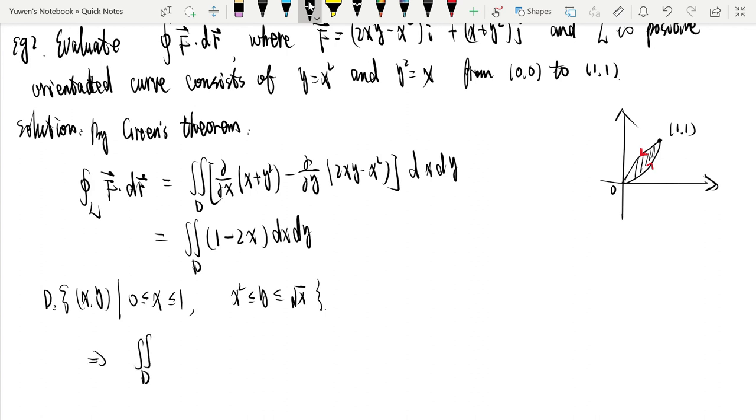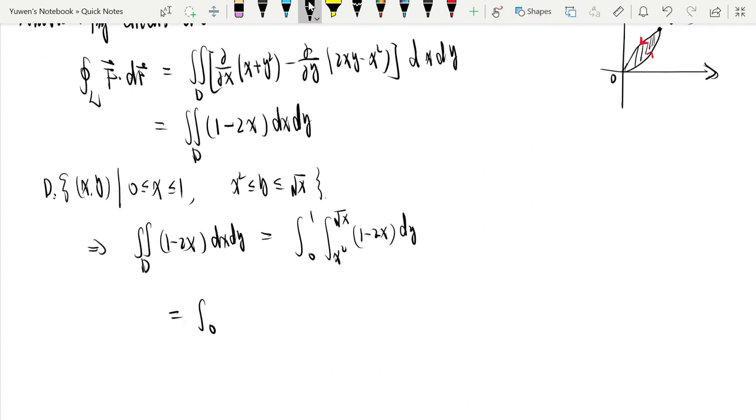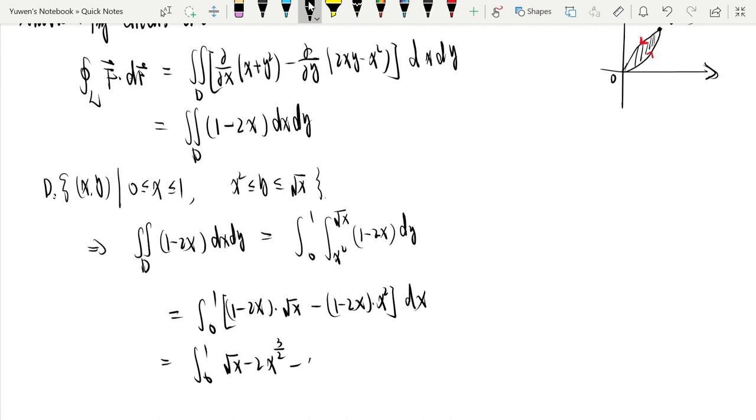So the integral of (1 minus 2x) dx dy can be written as x from 0 to 1, y from x squared to square root x, of (1 minus 2x) dy. We'd better use x first. That's actually the same thing. So it's from 0 to 1 of (1 minus 2x) times square root x minus (1 minus 2x) times x squared, dx. That is the integral from 0 to 1 of square root x minus 2x to the 3 over 2 minus x squared plus 2x cubed, dx.